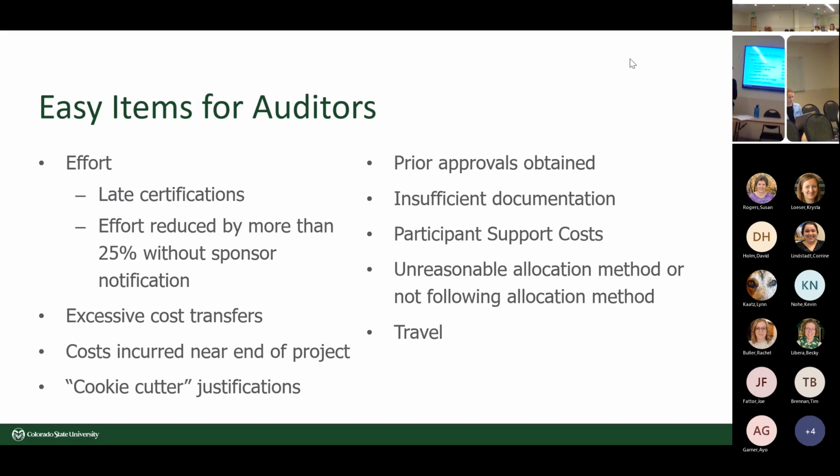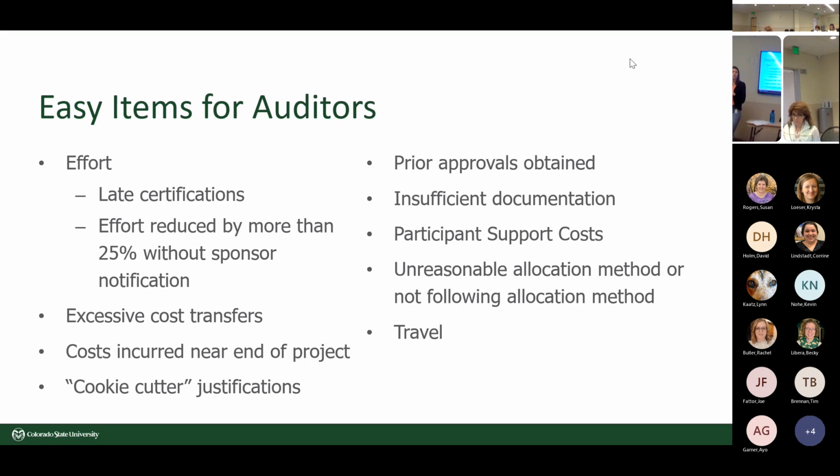Okay, next, unreasonable allocation methods or not following the allocation method. So if something's benefiting multiple projects, let's just use two for simplicity's sake, and you say in your justification that it's based on FTE of personnel working, they're going to do the math to figure out that so-and-so was 70% FTE and the other is 30%. Your expense is better matched 70 and 30, not 71 and 29, 70 and 30. So whatever allocation method you indicate is how you've decided to split the costs, it better match that.